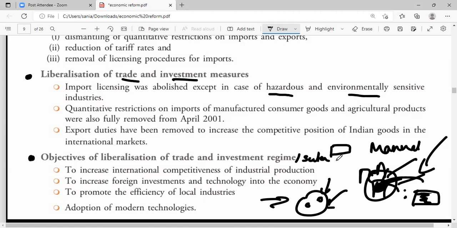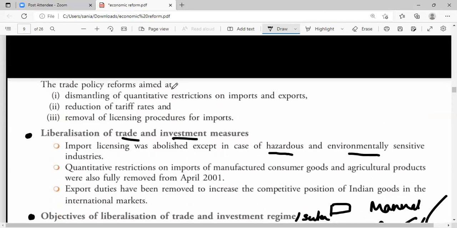Yes, ma'am. Okay. So first of all, you will write trade policy aim, hashtag first, second, third, then hashtag, and then hashtag. Clear? Be very quick. We need to start the next topic today.